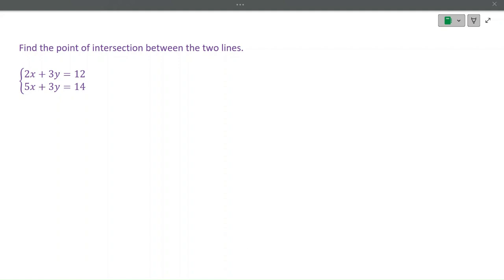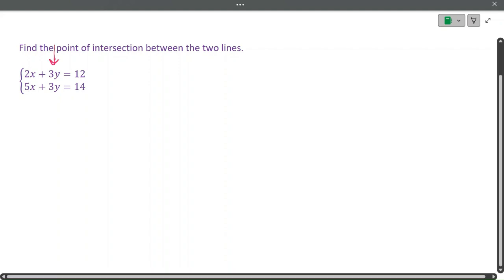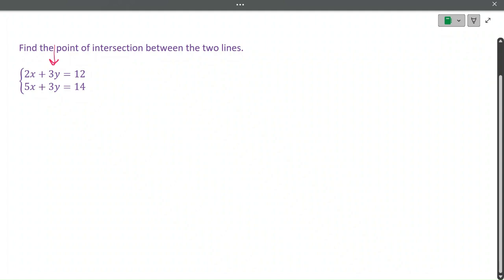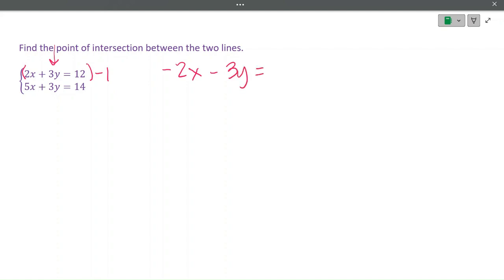I think I am going to use elimination, because what I'm noticing when I look at my x's and y's is that my y values are both positive 3y. That means I just need to make one of them negative. So I'm going to multiply this top equation by -1, and I end up with negative 2x minus 3y equals -12. Then I'm going to write the equation below exactly as it already appears because I am not manipulating that.